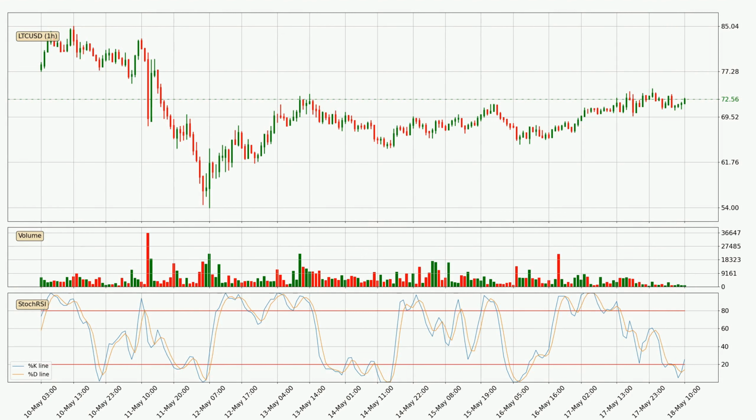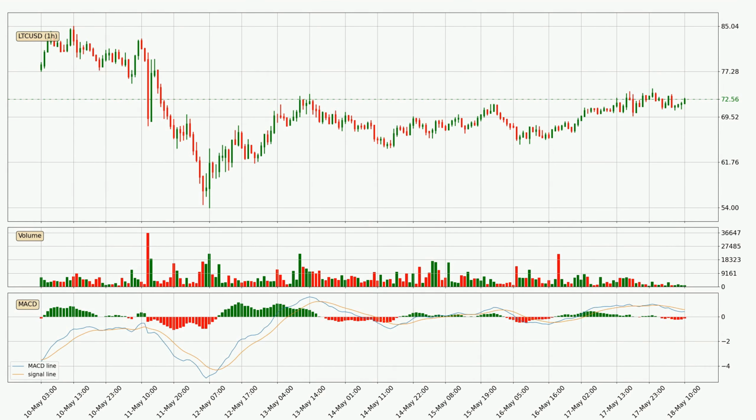Moving to the hourly stochastic RSI, we can see that the crypto is being oversold because the %K and %D lines are in the lower region. A change in the trend can be expected, or for the crypto to remain at least stable for some time. The K line is currently above the D line, which shows that the trend has shifted to the upside.